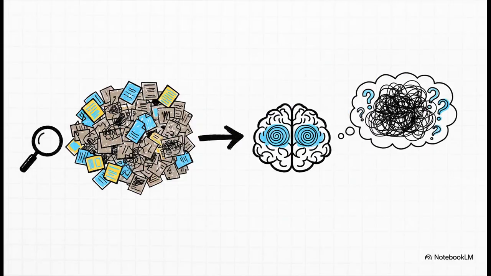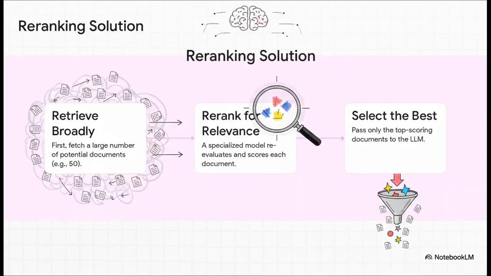Okay, on to the next headache. What happens when your first search pulls back a giant pile of documents, but a lot of them are only kind of sort of relevant? If you just dump all that noise on the LLM, you're not just burning money on processing useless tokens, you're actually confusing the model and probably getting a worse answer. The fix for this is a really smart second step called re-ranking.